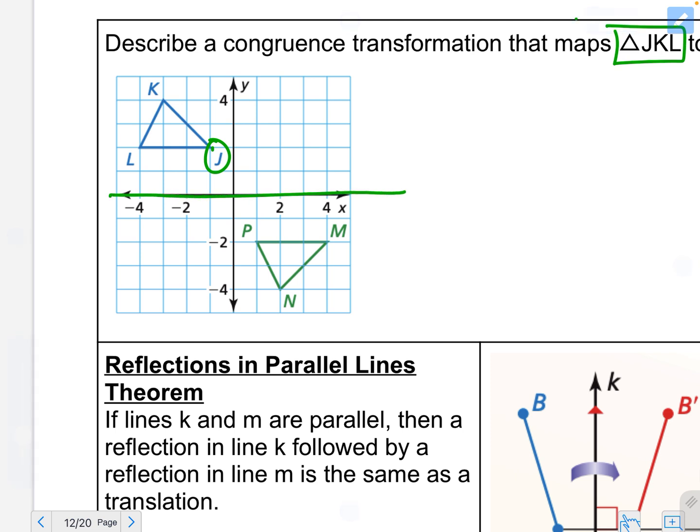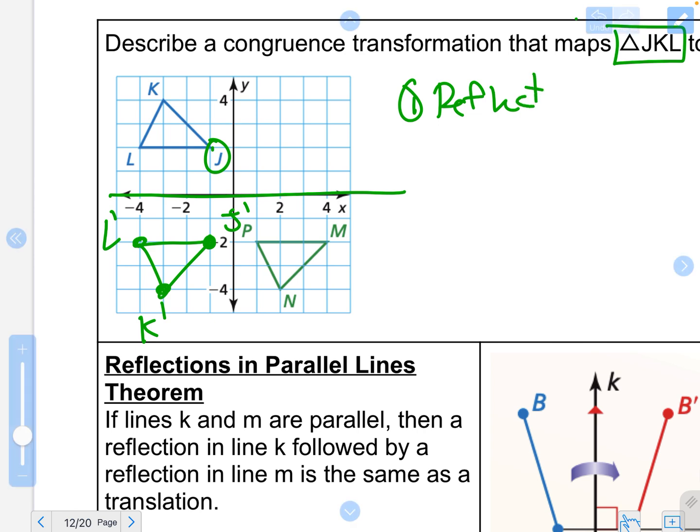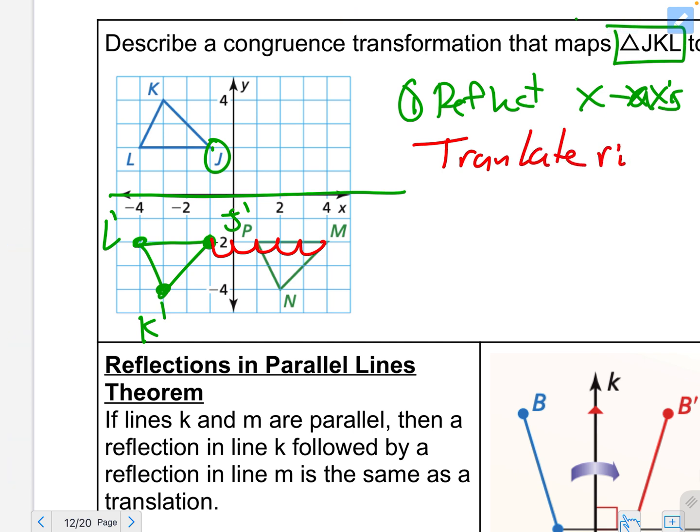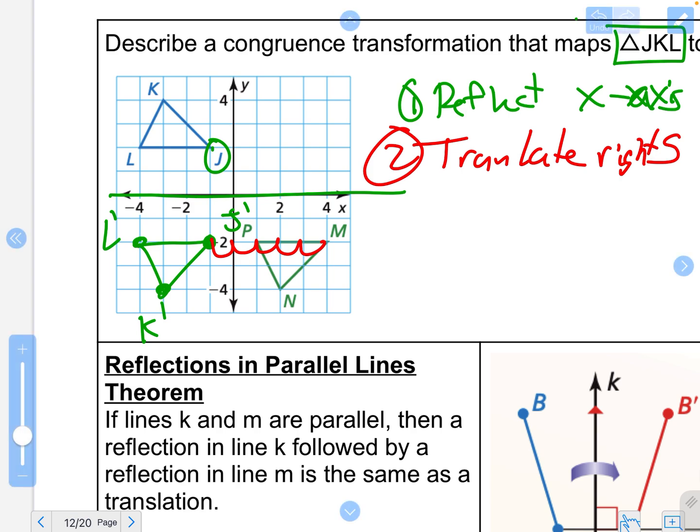If we reflect over the x-axis, that puts J prime there, that puts L prime there, and that puts K prime there. So rule one is reflect over the x-axis, and then it's just an easy slide, 2, 3, 4, 5. So rule number two is translate right 5, and we get there.